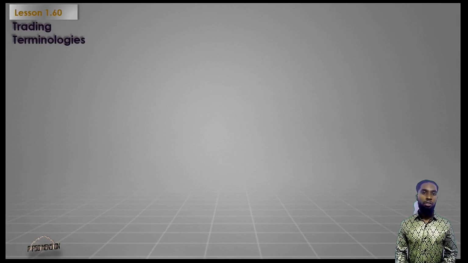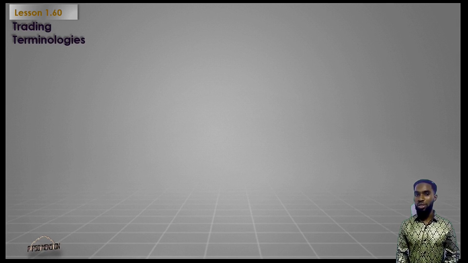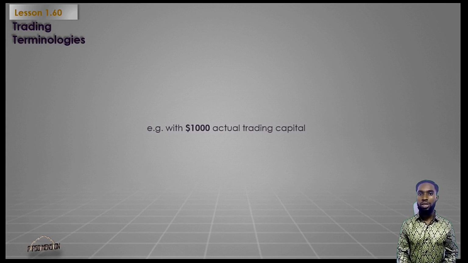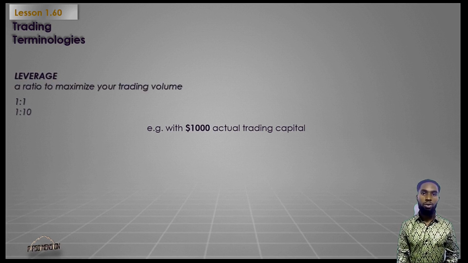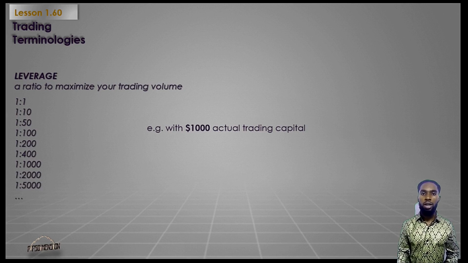You will need huge amount of capital to be able to trade huge amount of volumes. For example, if your trading capital is $1,000, then actually you are supposed to trade within only 1,000 units. For higher volume, that is why the forex brokers offer retail traders a leverage. A leverage is like an amount the forex broker gives to you or lends you on top of your account. And it is given in ratios.